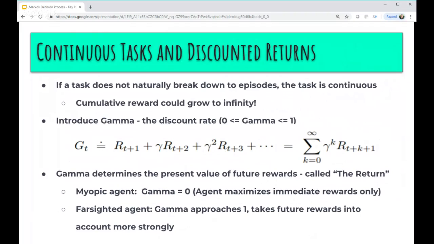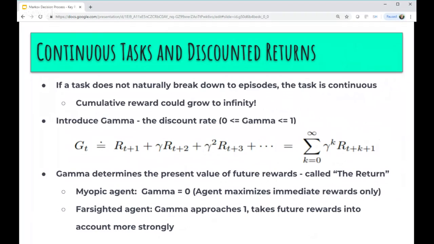Gamma determines the present value of the future reward. That's called the return, G sub t. So we have two types of agents. This gives us a myopic or short-sighted agent, which has gamma equal to 0. If you look at that equation and set gamma to 0, all the future rewards are not considered in the return, only the nearest return for the most recent action. So that's considered a myopic agent. You're only looking at the current return, a very short-sighted view of the world.